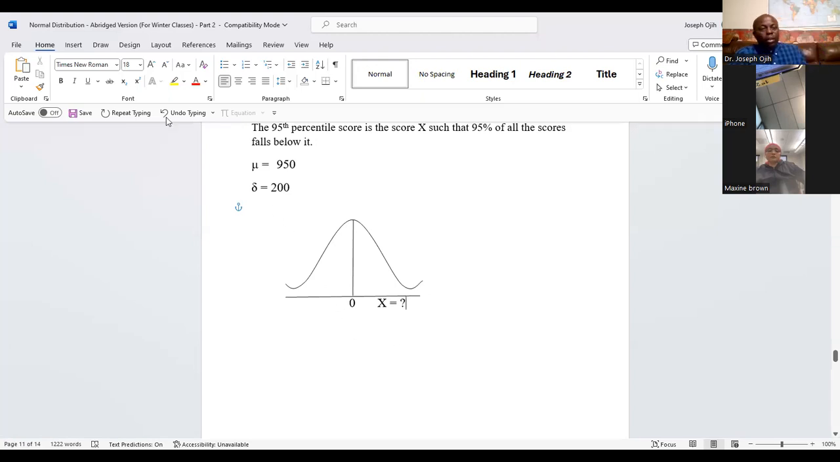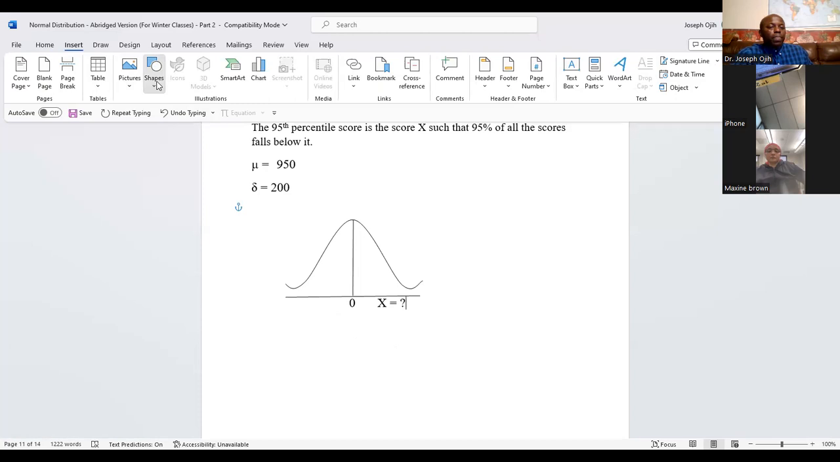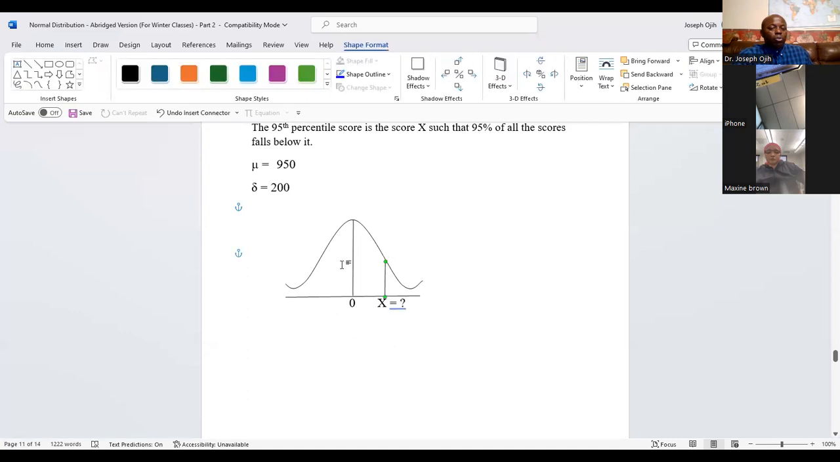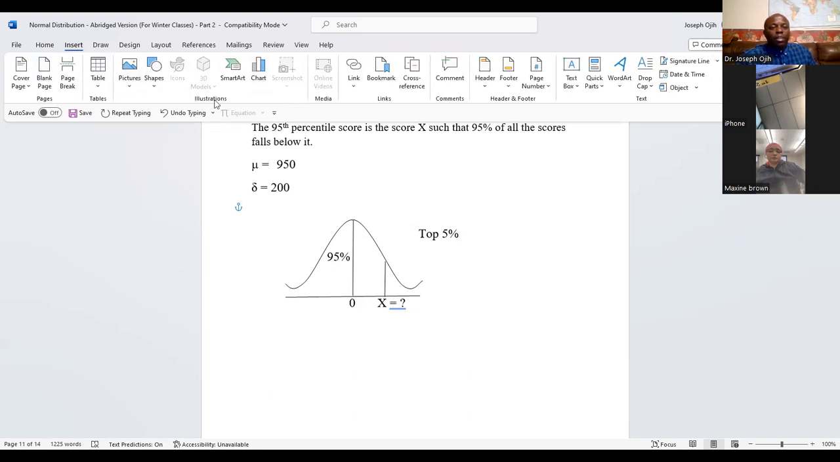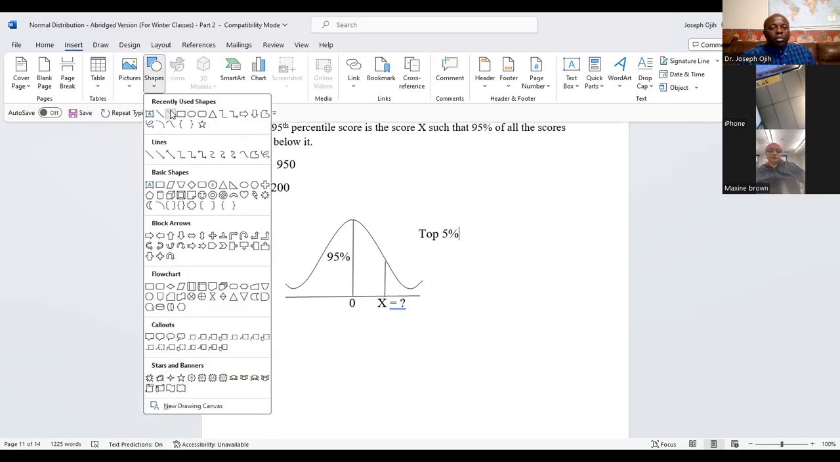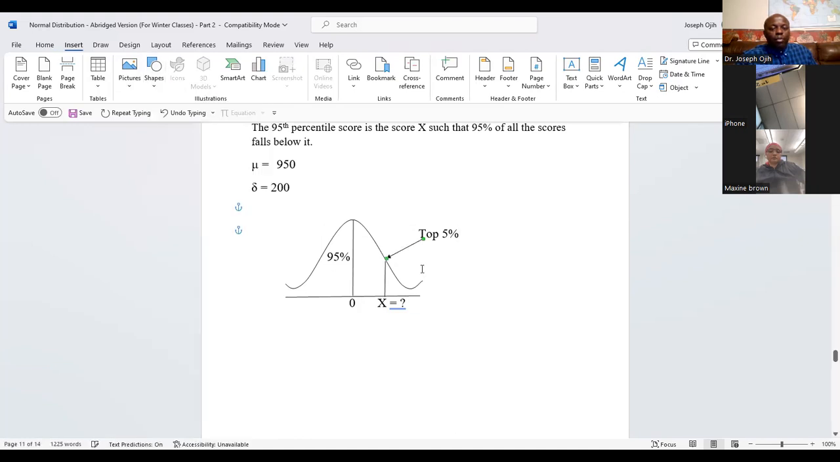Okay. Then I'm gonna put the line. Say the cutoff. All the scores below it are 95%. Below it. Okay. Now we have this top 5% score here. Okay, top 5%. Well, that's the 95th percentile. Because if they say 95th percentile, that means 95% of the scores are below it, while 5% are above it.